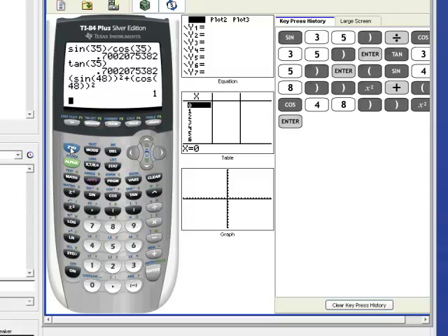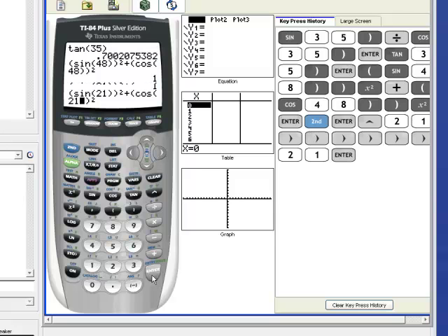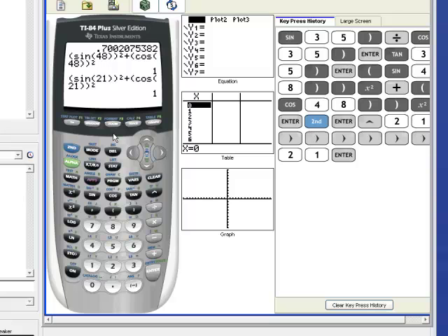The other identity, let's use again with some other kind of angle here. I only showed it for 48 degrees. Let's make it 21 degrees. Of course, I have to change both. 21 degrees, and again we come up with 1. That's not the proof, you just saw the proof. These are just a couple of values with which we check it.